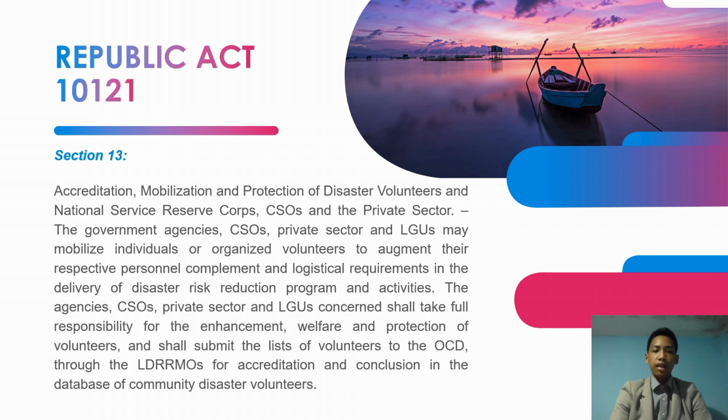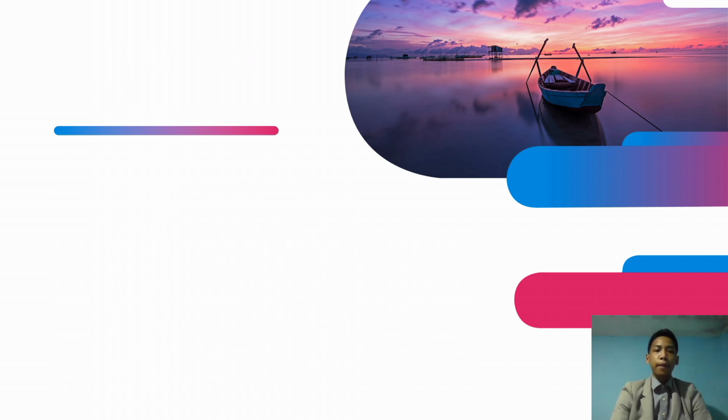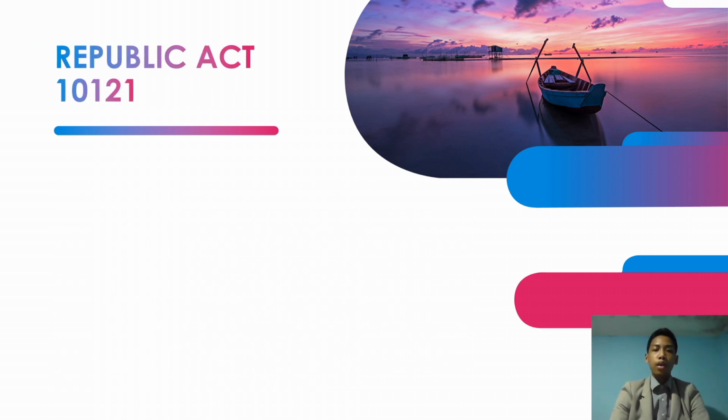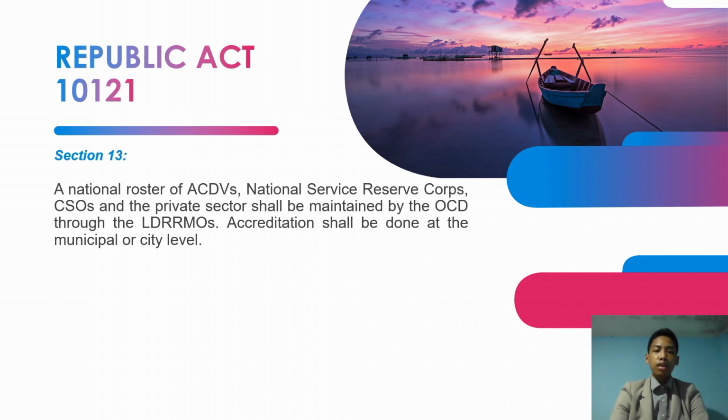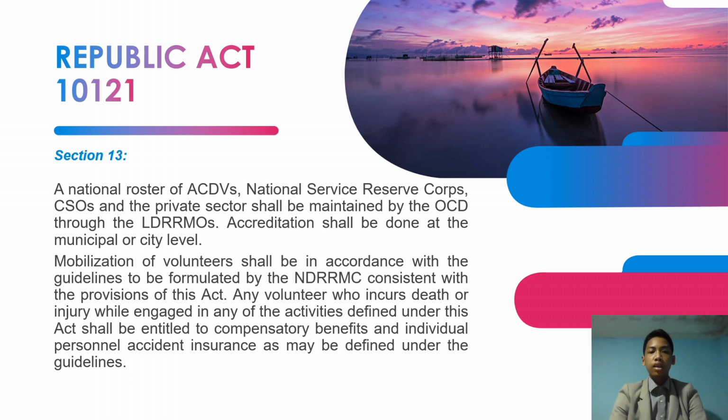The agencies, CSOs, private sector, and LGUs concerned shall take full responsibility for the welfare and protection of volunteers, and shall submit the list of volunteers to the OCD through the LDRRMOs for accreditation and inclusion in the database of community disaster volunteers. Continuation of Republic Act 10121, Section 13. A national roster of ACDVs, National Service Reserve Corps, CSOs, and the private sector should be maintained by the OCD through the LDRRMOs. Accreditation shall be done at the municipal or city level.